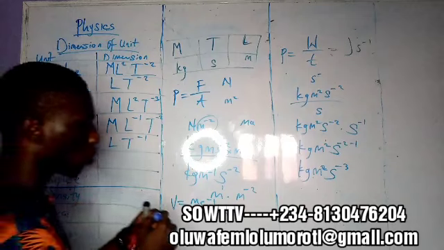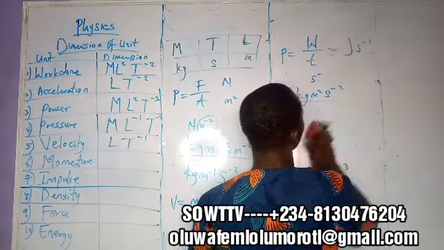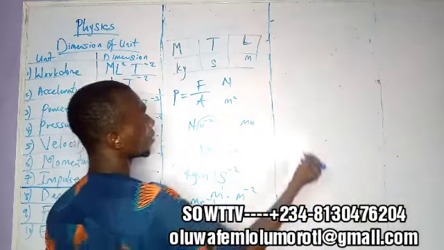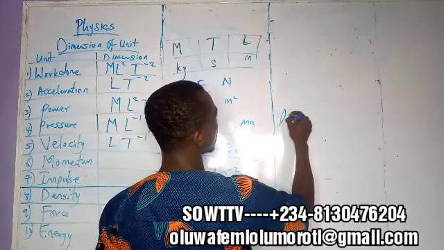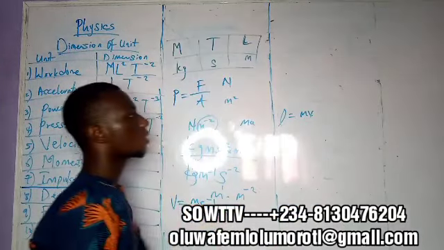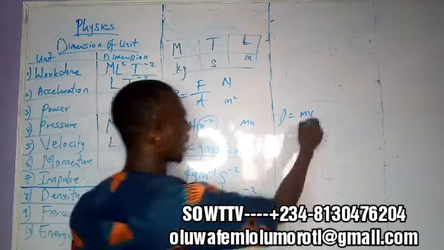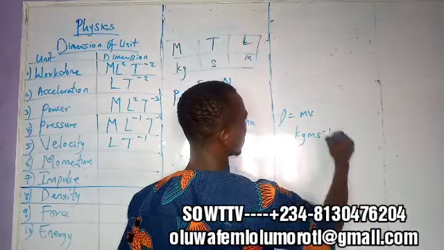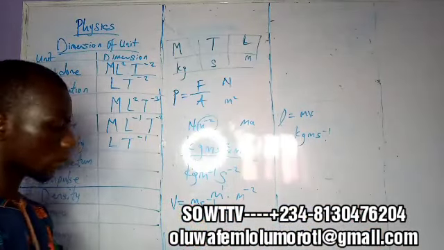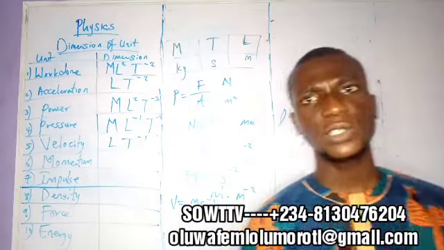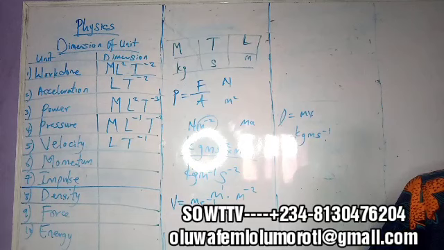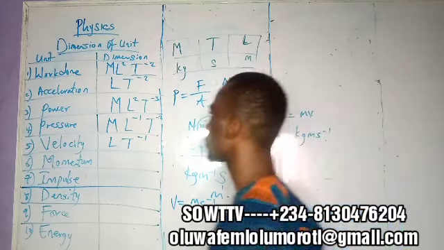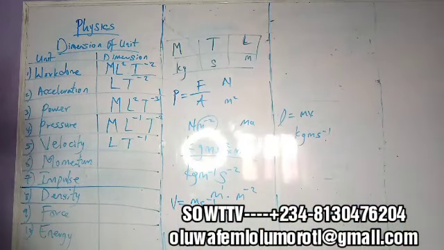Another one is momentum. Momentum is measured in what? If you know the formula of momentum, momentum is p equal to mv, that is mass times velocity. Mass is kg. Velocity is meter per second. That is why the unit of momentum is Newton seconds.